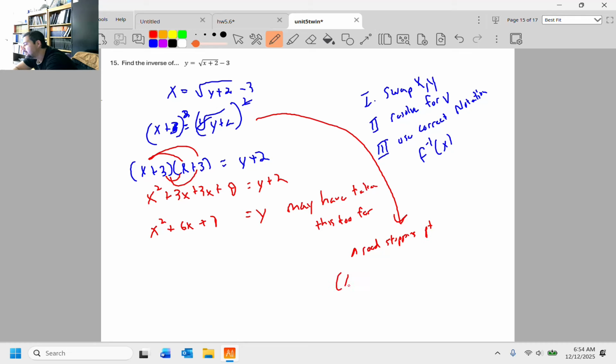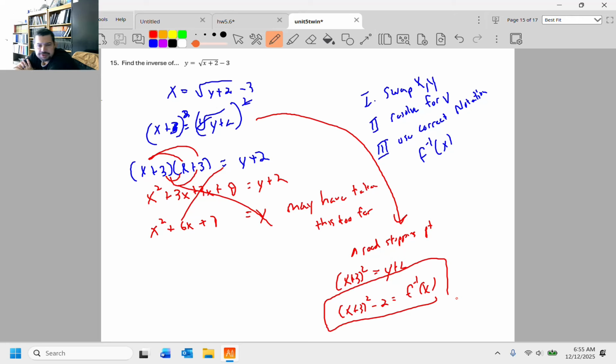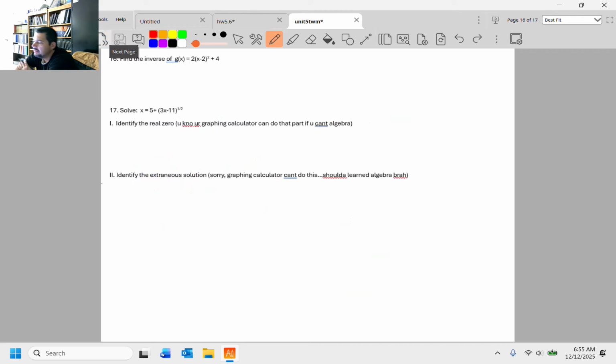It's pretty common to leave things in vertex form. So x plus 3 squared equals y plus 2. And that gives me x plus 3 squared minus 2 is y, which of course I write as the inverse of f of x. So I don't think I would do this. Focus on this. It's just early and I hadn't woken up, but that's a pretty good way, and that's what we usually do. Usually leave these things in vertex form because with vertex form we can graph quickly. Sorry I took it so far.